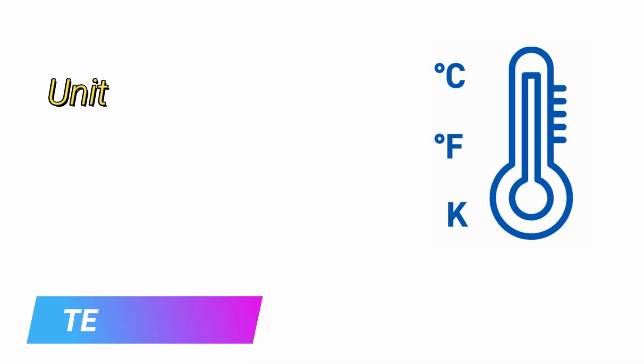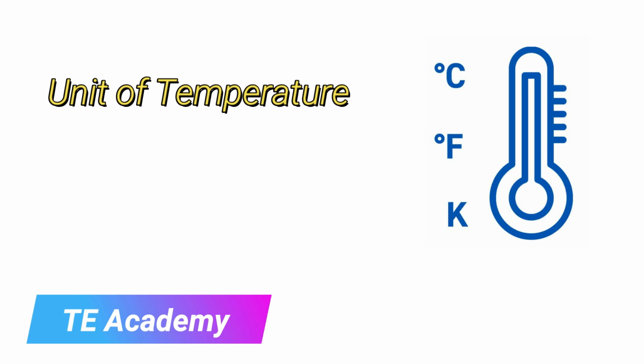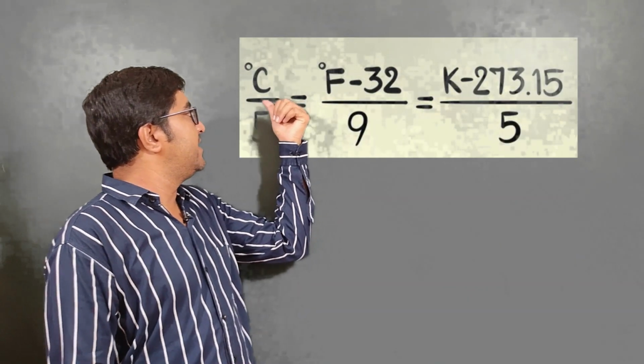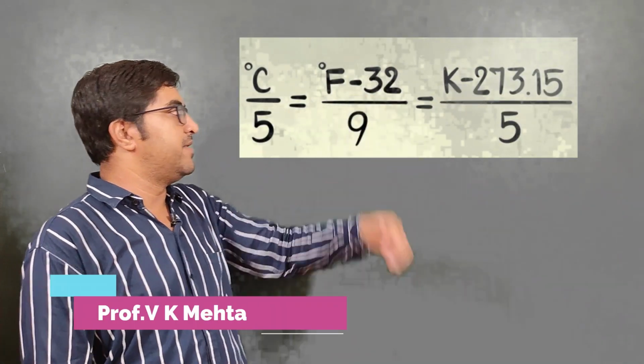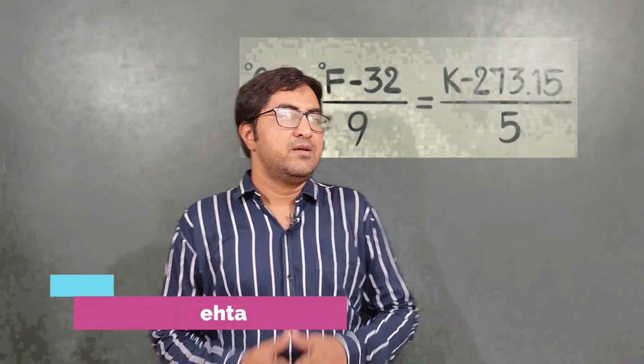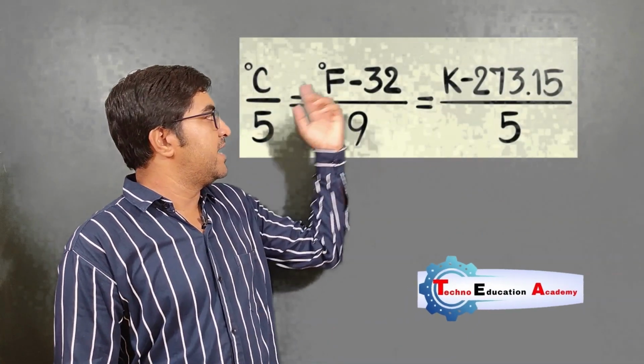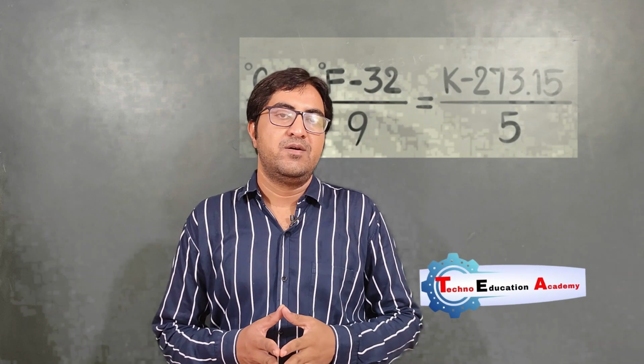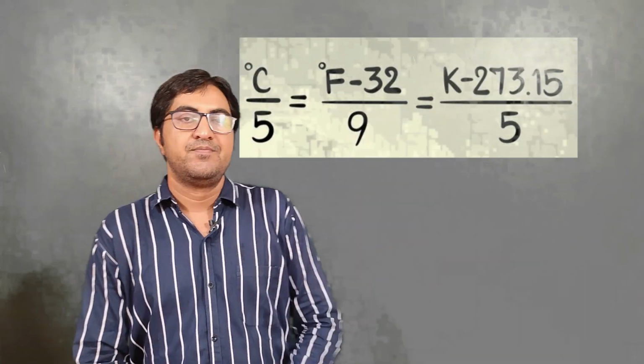There are so many instruments available in the market to measure temperature. The units of temperature are degree Celsius, Kelvin and Fahrenheit. This is the relationship between degree Celsius, Fahrenheit and Kelvin. So you can convert from degree Celsius to Kelvin and Kelvin to Fahrenheit by using this relationship.